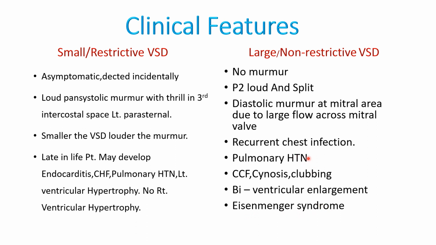And with large or non-restricted VSD, even an infant of 6 months age will develop pulmonary hypertension. So at 6 months age, we should try to correct it. Open heart surgery with patch graft should be done in early life.